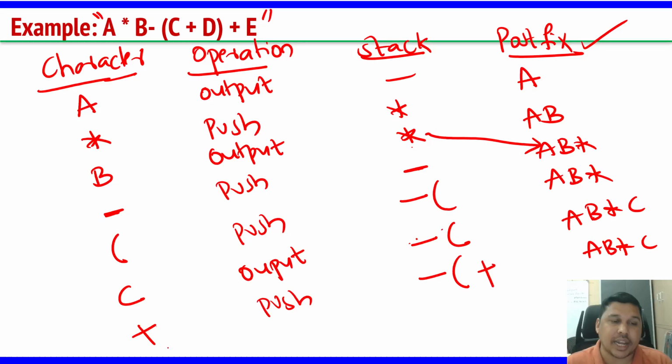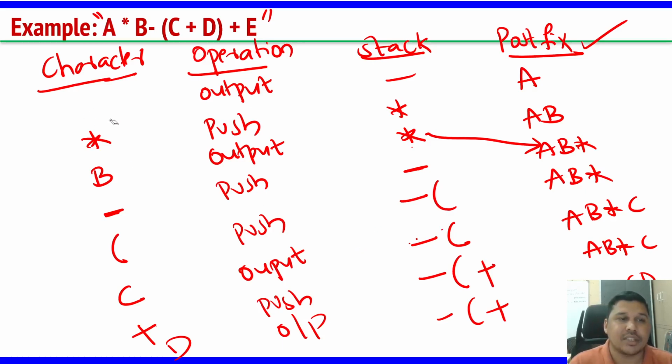Now you encounter a D. You encounter a character, you just have to output it. This remains the same. It becomes AB star CD. Okay. Next, I will just erase a few of these things. I'll continue here itself.